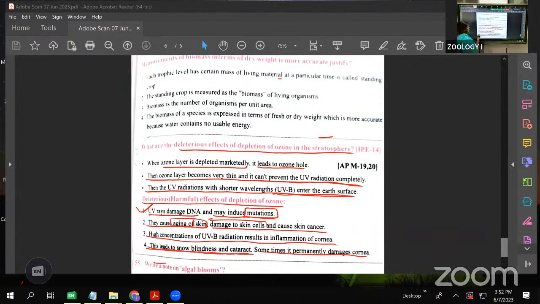Next, a high concentration of UVB radiation results in inflammation inside the cornea. Next, this leads to, at a high concentration, snow blindness or cataract occurring. Sometimes permanent damage of the cornea will occur.